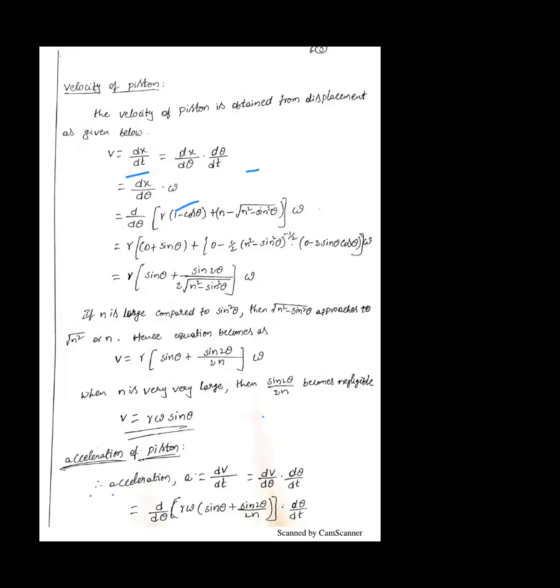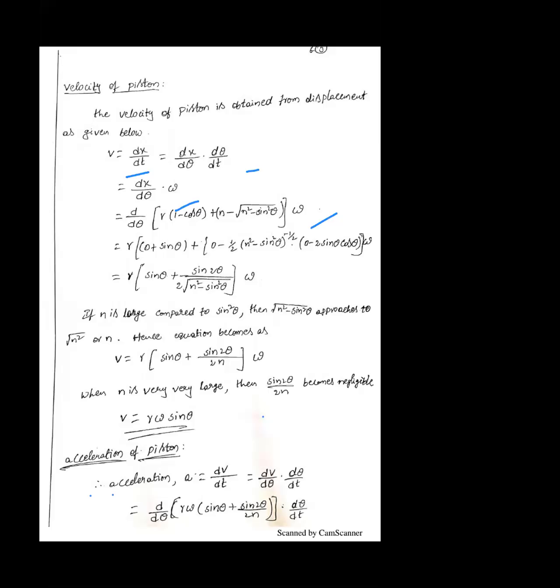Now we differentiate the equation we had earlier: x equals r into (1 minus cos theta) plus (n minus square root of n square minus sin square theta), into omega. Now we are differentiating this term. The constant values are taken out.